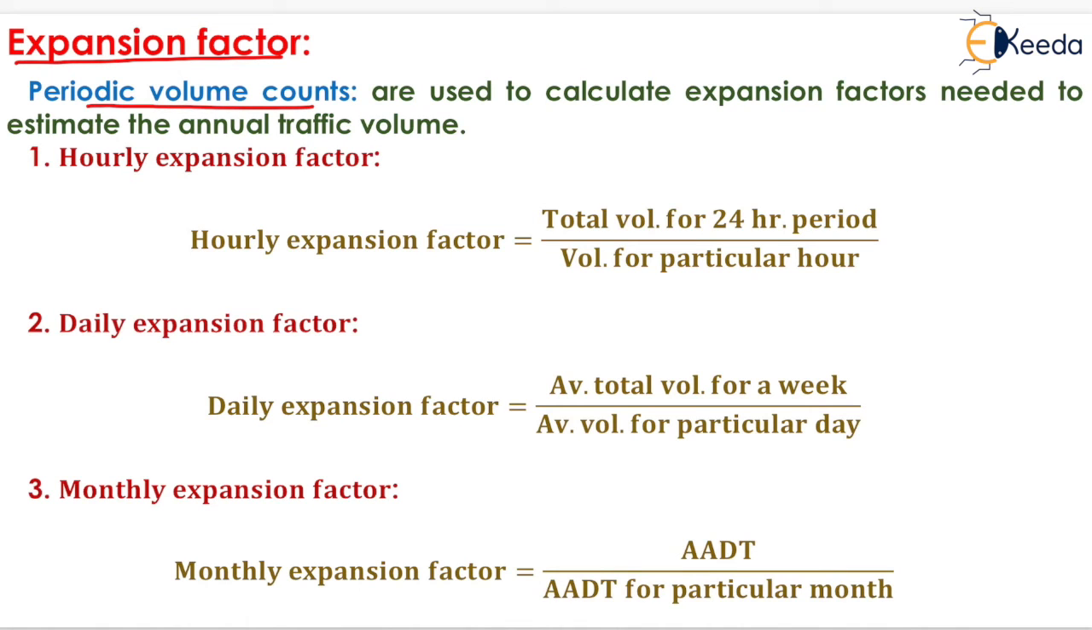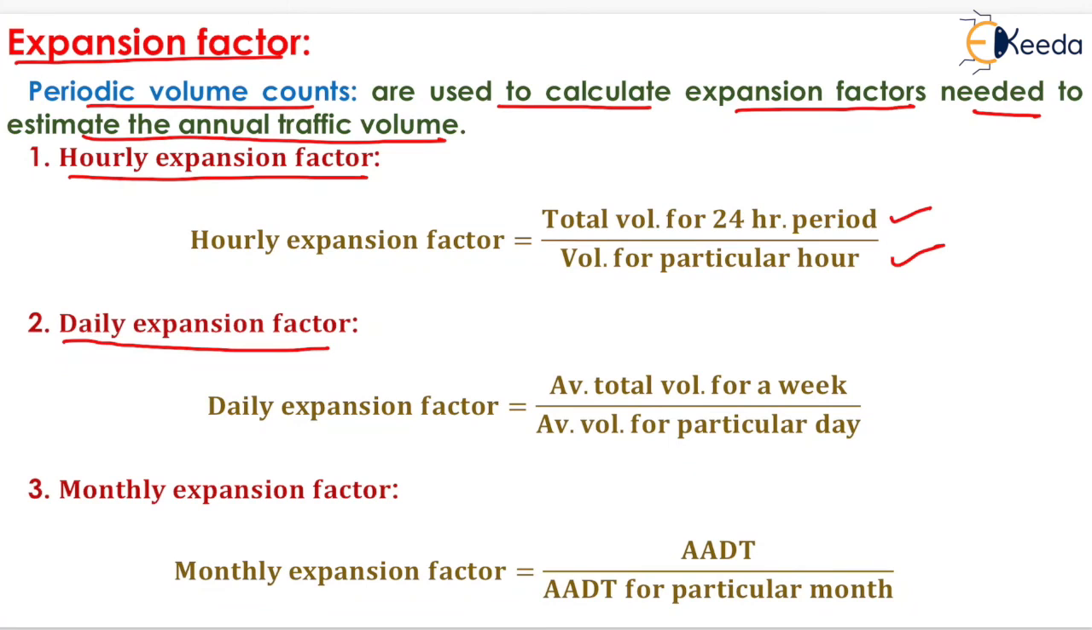Periodic volume counts are used to calculate expansion factors needed to estimate the annual traffic volume. Now we have to consider the various types of expansion factor. The first one is the hourly expansion factor, which will be equal to total volume for a 24-hour period divided by volume for a particular hour. The next expansion factor is the daily expansion factor. It will be equal to average total volume for a week divided by average volume for a particular day. The next one is the monthly expansion factor, which will be equal to AADT divided by AADT for a particular month.